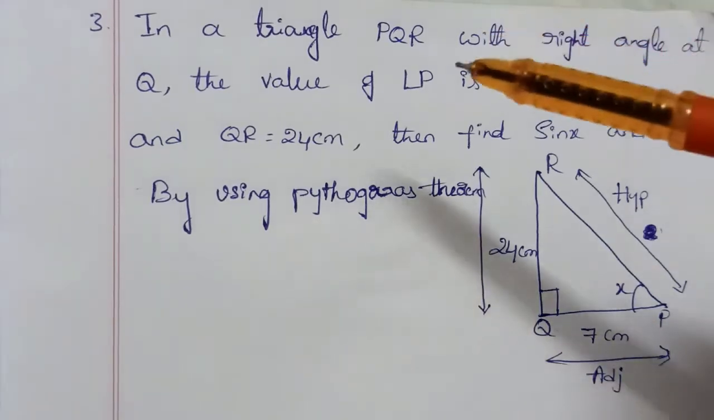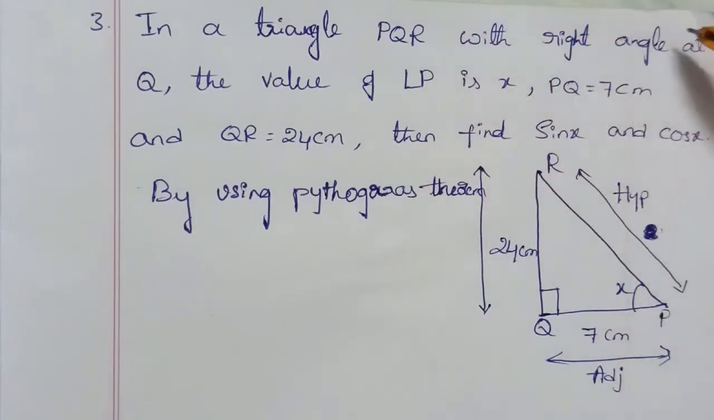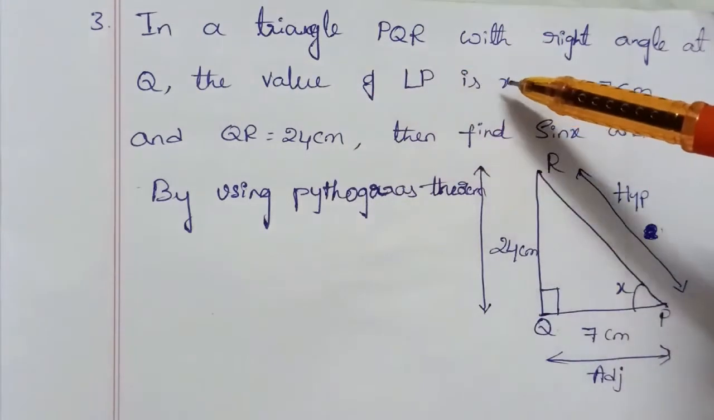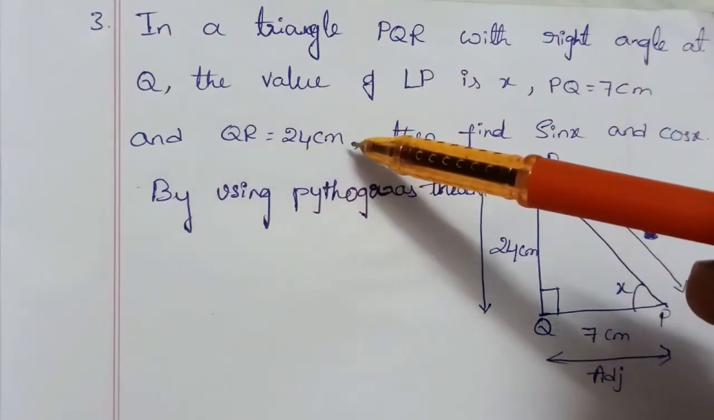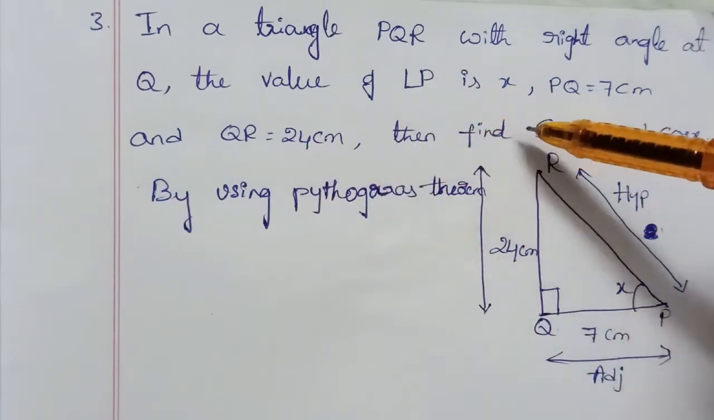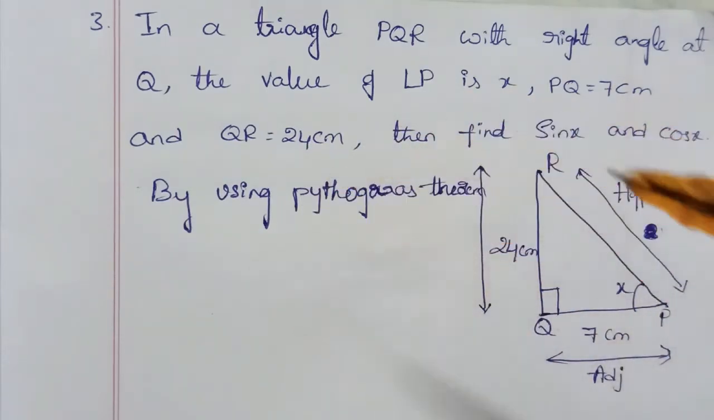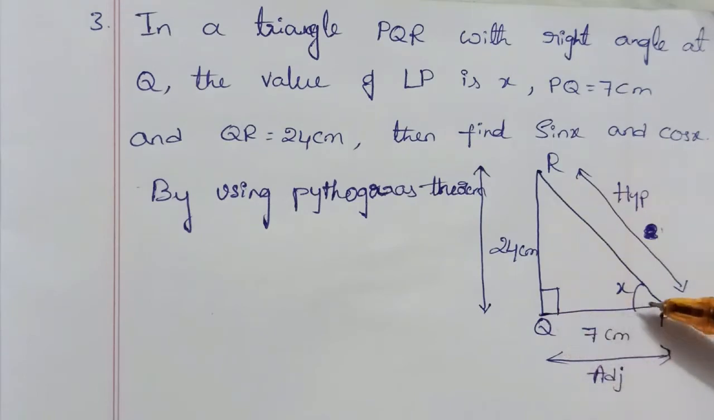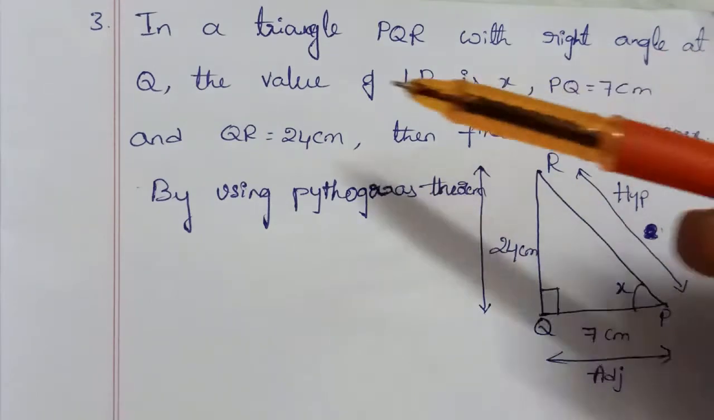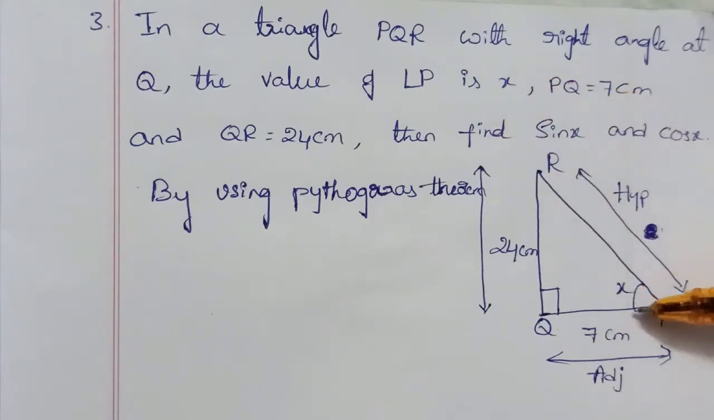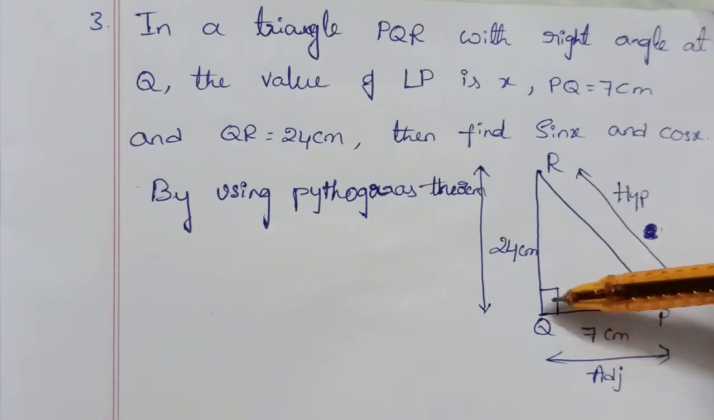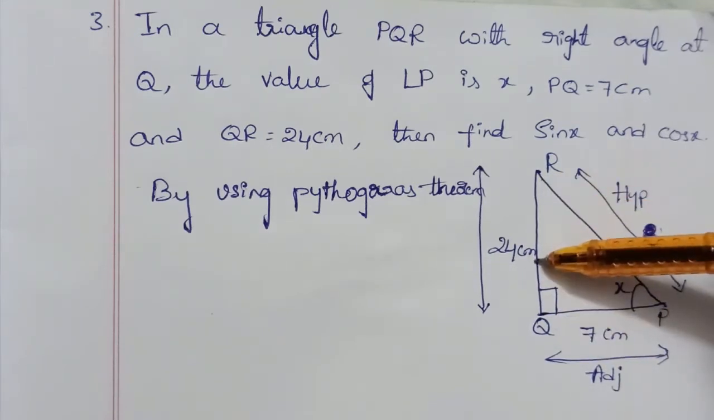Next problem. In a triangle PQR with right angle at Q, the value of angle P is x, PQ equal to 7 centimeters and QR equal to 24 centimeters. Then find sin x and cos x. Here PQR is the triangle and Q is the right angle and angle P is x. PQ length is 7 centimeters and QR length is 24 centimeters.